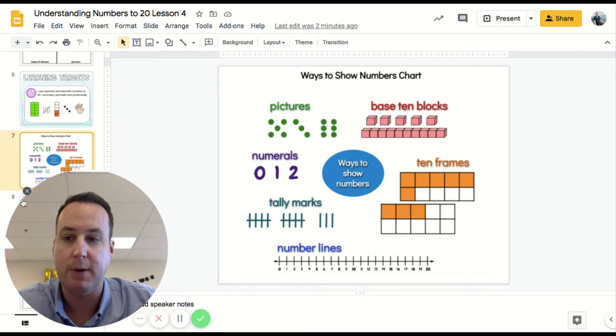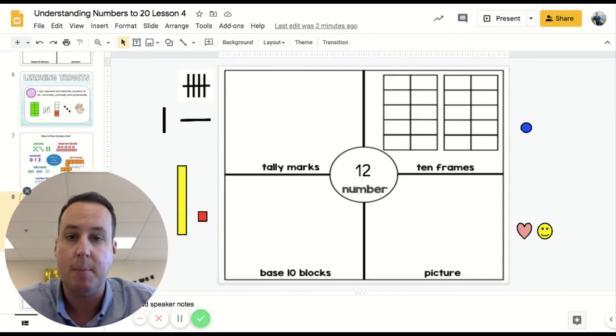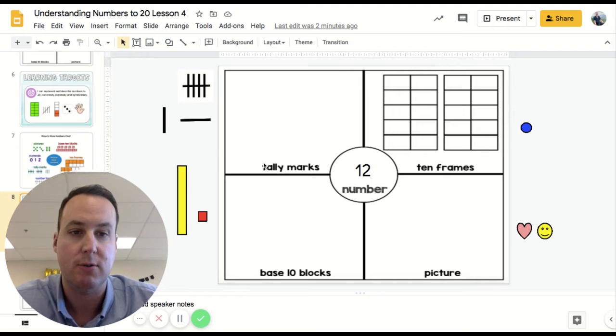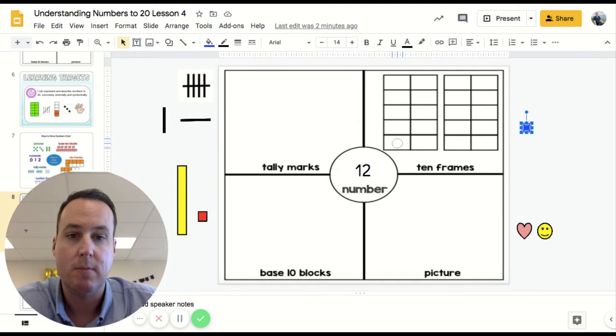I'm going to model for you one way that I can represent or show the number 12. So first off, if I want to show the number 12 using 10 frames, I know that the number 12 is one full 10 frame. Because remember, when that 10 frame is full, that shows 10 plus 2 extra or additional ones or counters. So I'm going to go ahead and show the number 12. So I'm going to fill in this entire 10 frame.